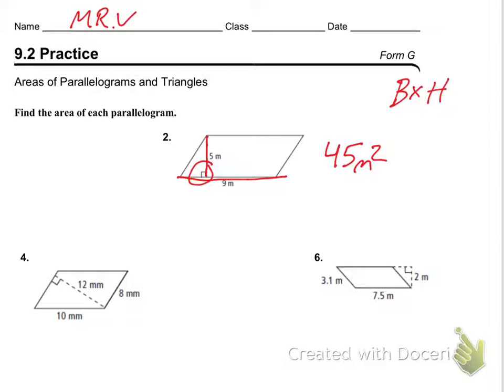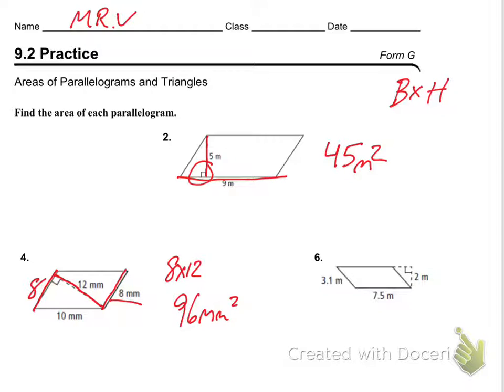We go to number 4. All right, so here's my 90 degree right there, right? So that means this is going to be my base. So if this is 8, this is going to be 8. And then this right here, the part of that 90 degrees, is going to be my height. So I'm going to do 8 times 12. And that is going to give me 96 millimeters squared.